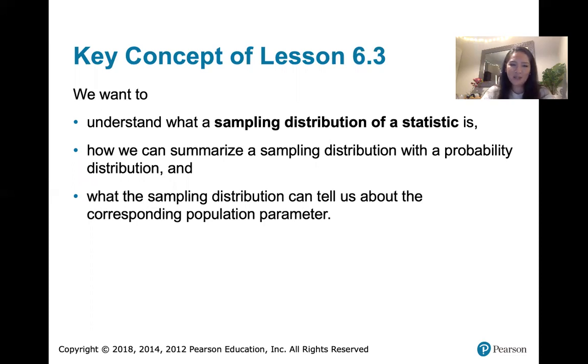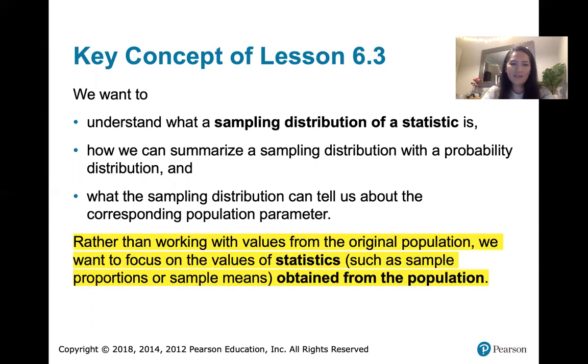So that's what I mean when I say I want you to understand what that sampling distribution of that statistic, which is something calculated from a sample, can tell you about the population parameter. So again, rather than working with values from the original population in lesson 6.3, we're going to focus on statistics obtained from that population: sample proportions, sample means, sample standard deviations, and then what those can tell us about the population.